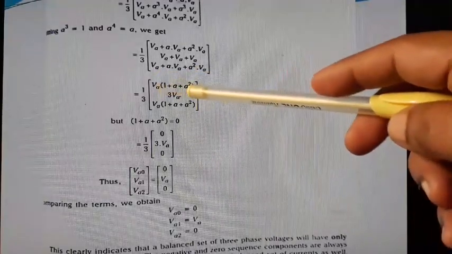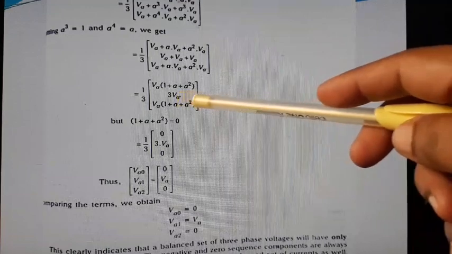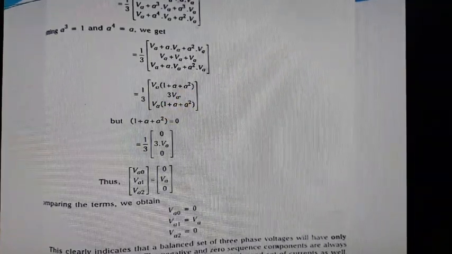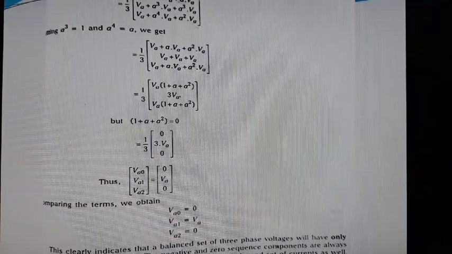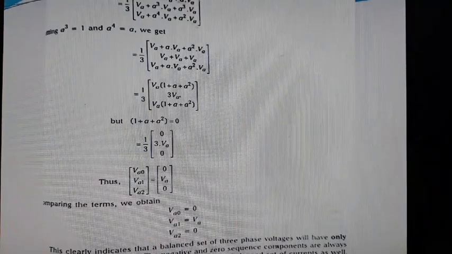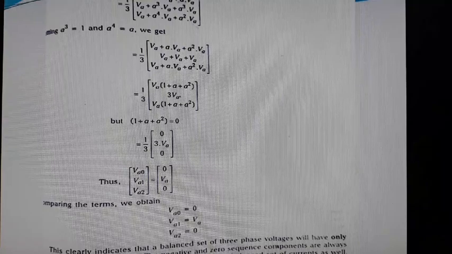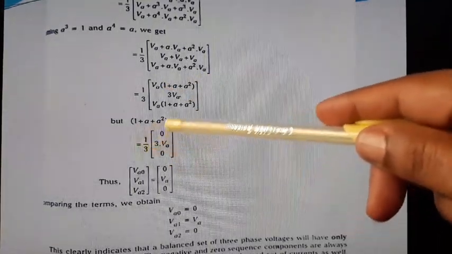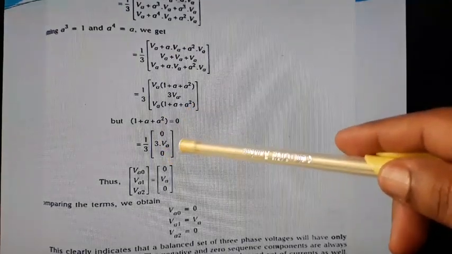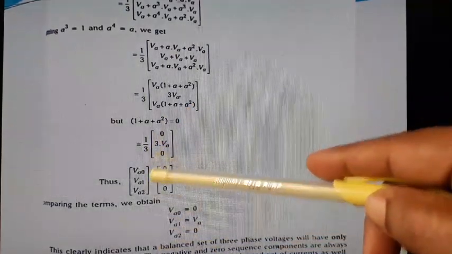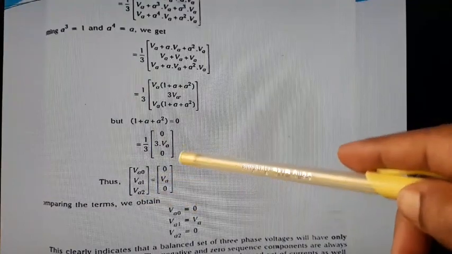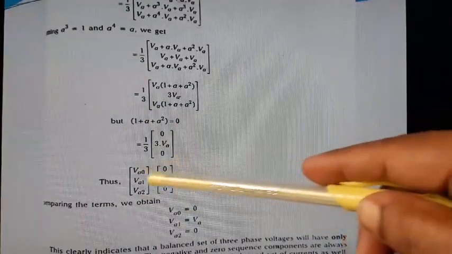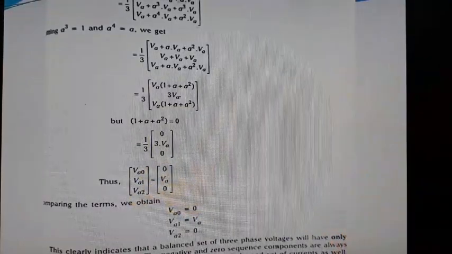Simplifying, that is taking VA outside, 1 plus A plus A square, we get 3 VA, and this is also VA into 1 plus A plus A square. And as we know that 1 plus A plus A square is equal to 0, while deriving the operator A, we have discussed this. And this is 0, this is 0, therefore it is equal to 1 by 3 times 0, 3 VA, 0. That is VA0, VA1, VA2 is equal to 0, VA, 0. Separating, we can get VA0 is 0, VA1 is VA, and VA2 is 0.